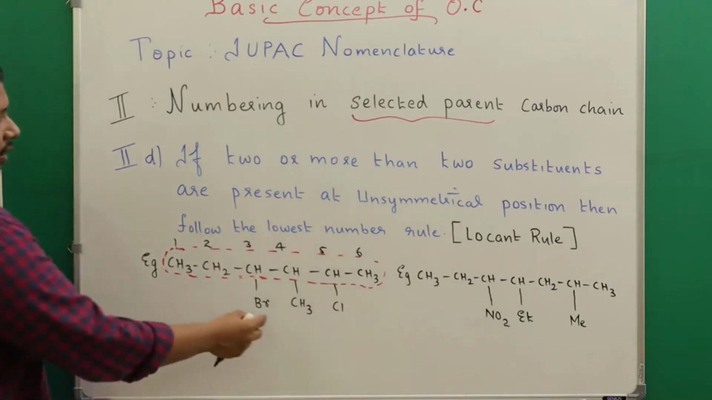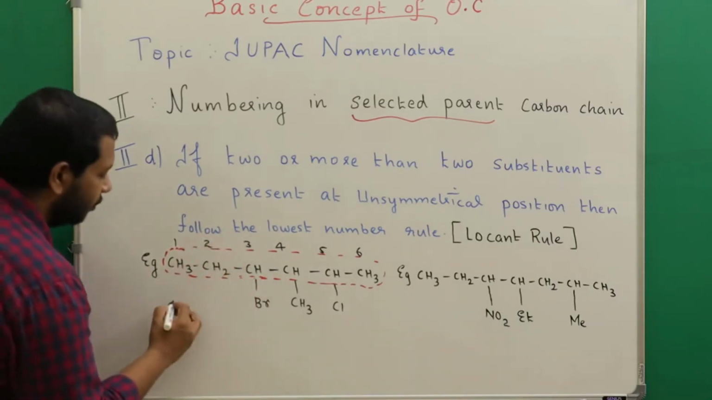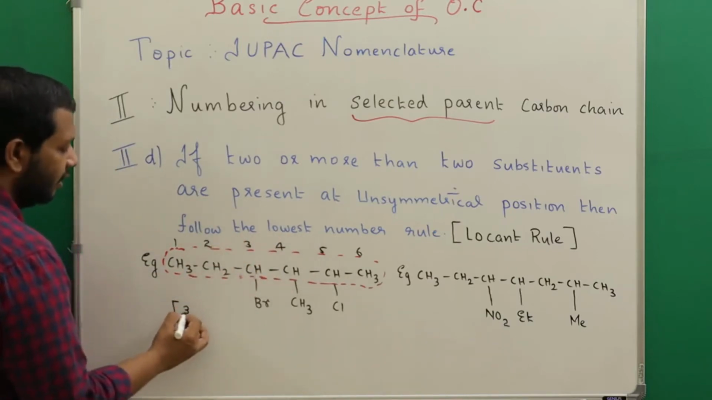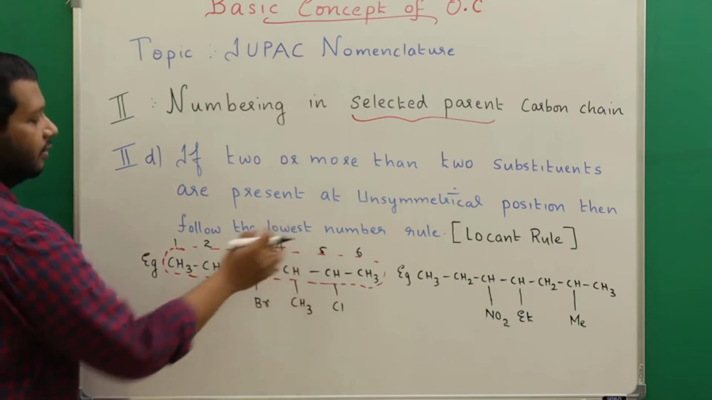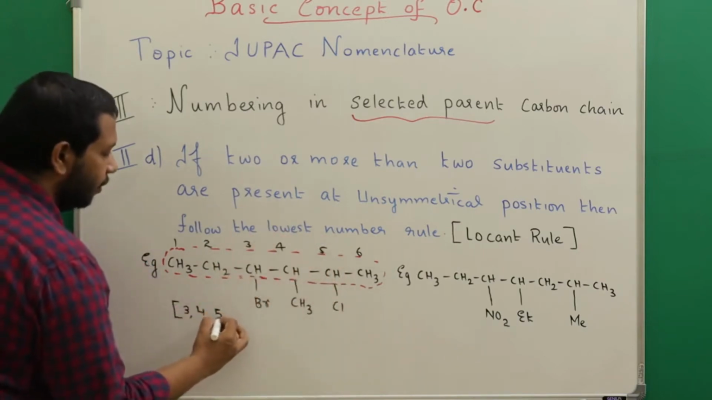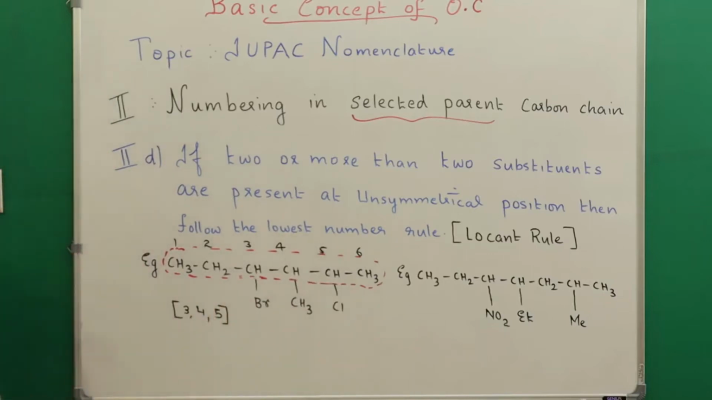So here, for bromine, what is the locant that it is getting? You should always write it in increasing order. So the first number is 3, then the CH3 substituent, what is the locant? 4. The chlorine substituent, what is the locant? 5. So this is the locant you get when you go from left to right.